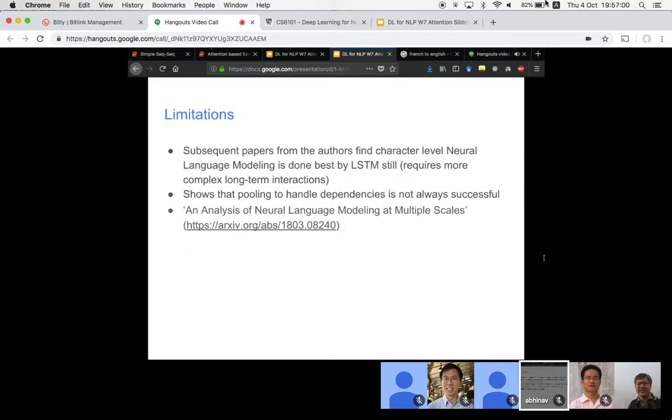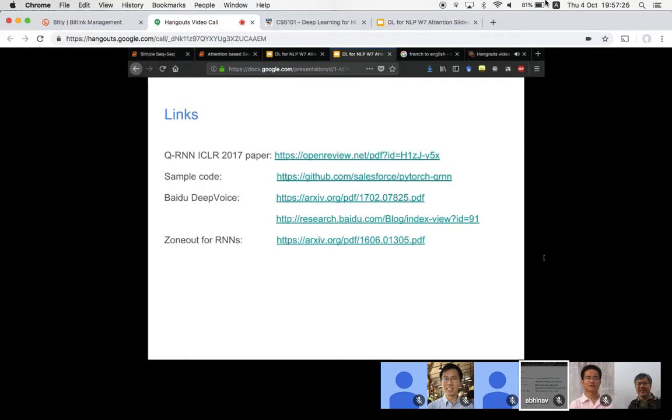And so the limitations for the QRNN: subsequent papers that these authors published talk about how on character level neural language modeling, LSTM still works better. And this suggests that the pooling techniques that they're using to handle the dependencies isn't always that successful. And I think this paper here talks about that. And here are some links which can probably explain all this much better than I can.